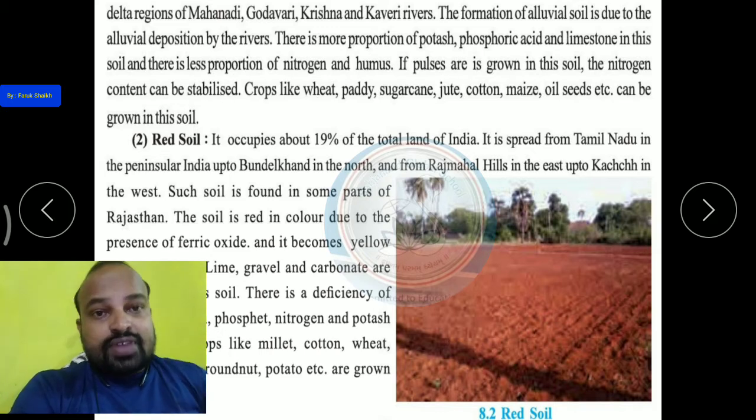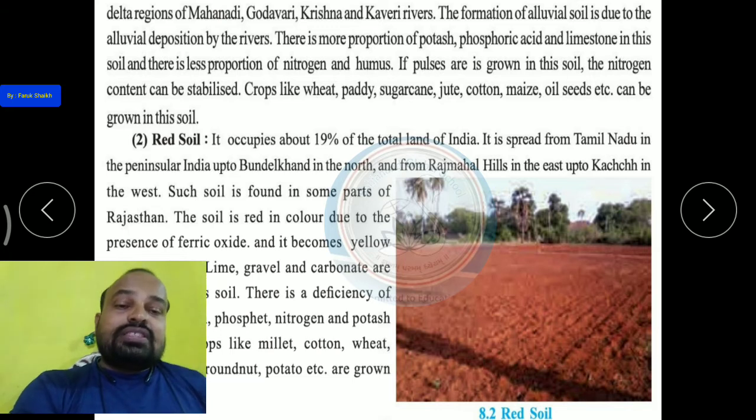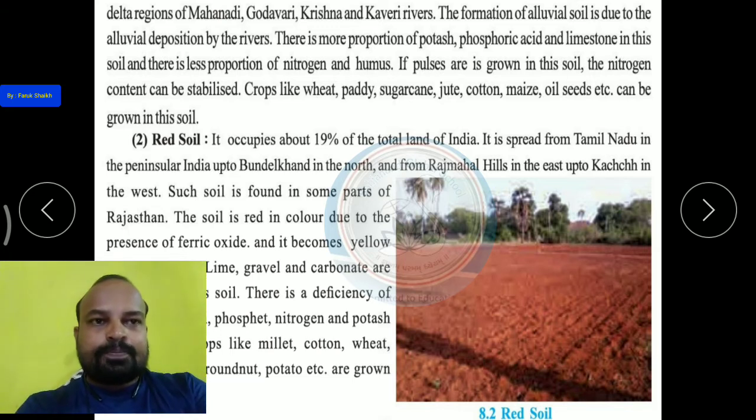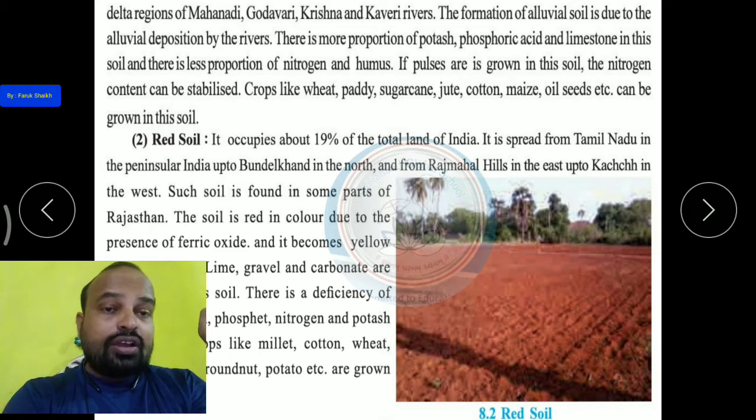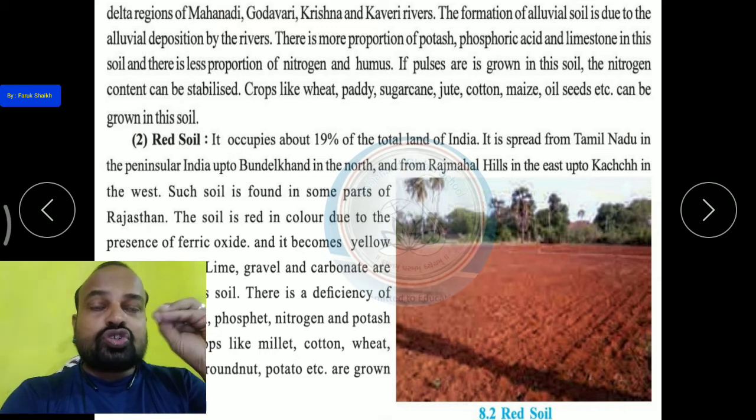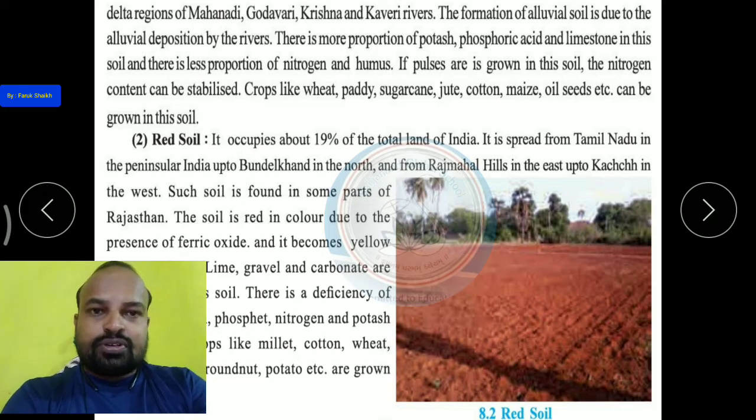So nitrogen is very important. In the roots of pulses, there is rhizobium bacteria. Plants cannot directly absorb the nitrogen available in the atmosphere, so it has to be fixed in the root of the plant. That is why we use different types of chemical fertilizers like urea and DAP.